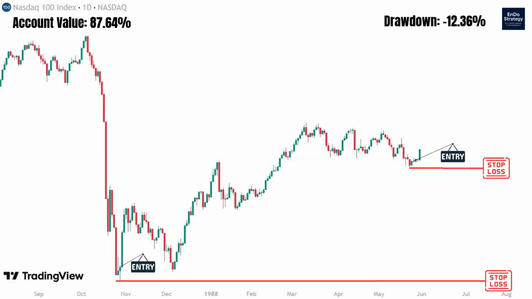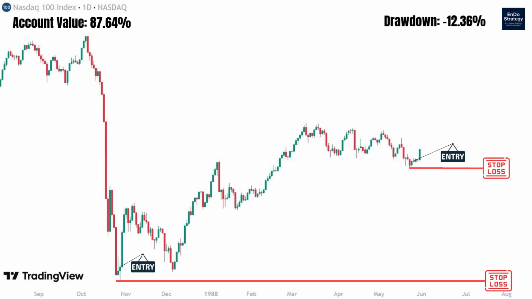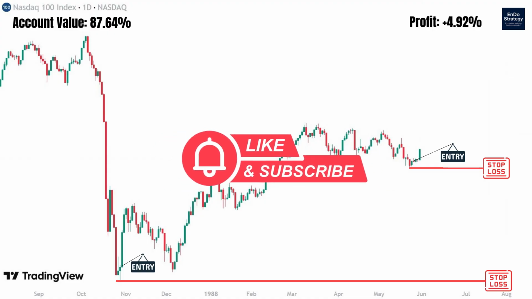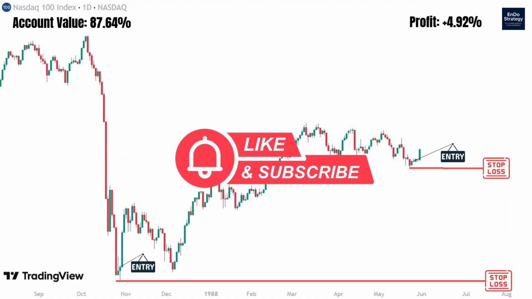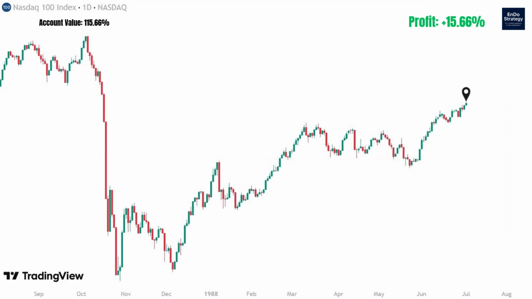According to rule number 5, both positions are held until all losses from previous stop losses are recovered, and a profit equal to 15% of the account balance at the start of the cycle is achieved. Once the profit target is reached, both positions are closed and the profit is taken, bringing this cycle example to an end.